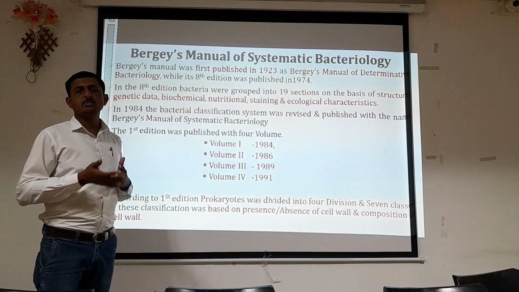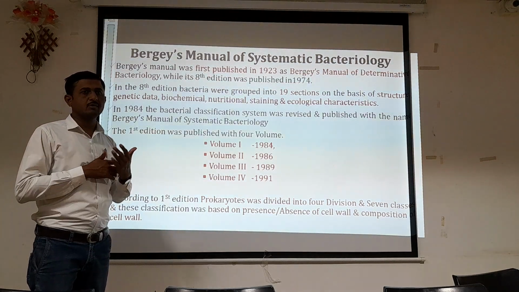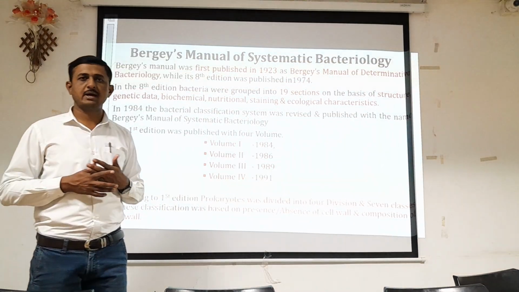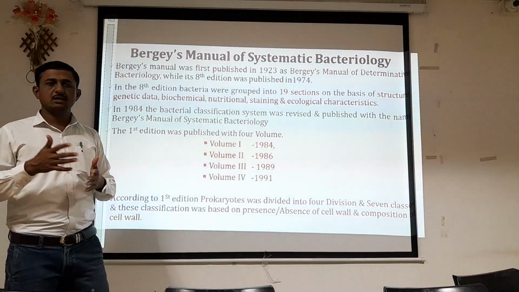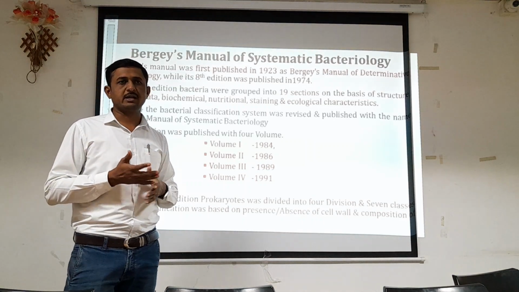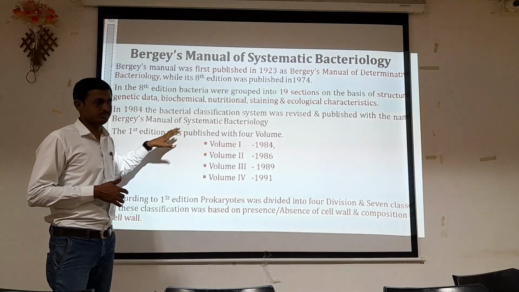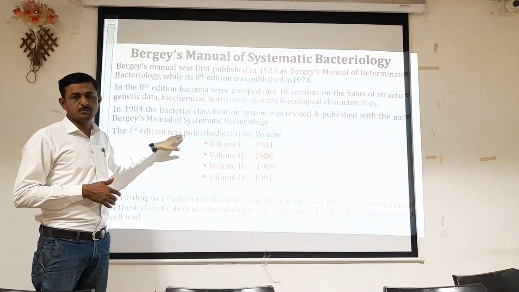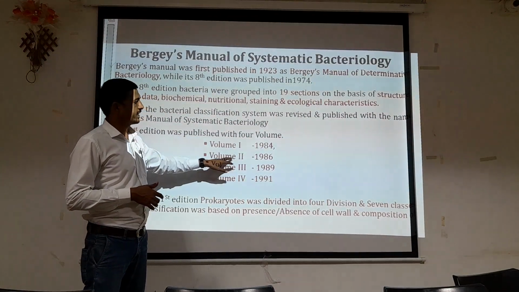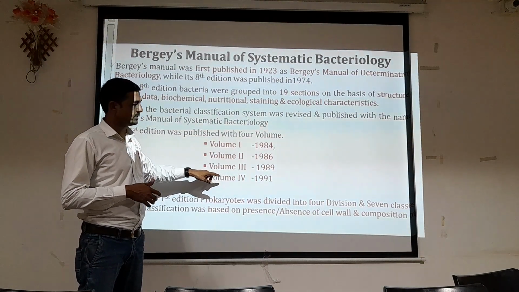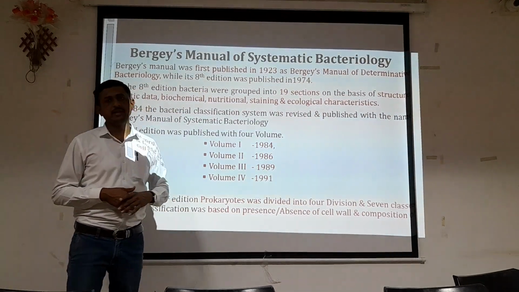As advances in microbiology were carried out, different techniques were employed and different microbial species were identified. With respect to that, there was a large amount of data, and to publish it, they published the collected data in 4 volumes. So the first edition was published with 4 volumes: the first volume in 1984, the second in 1986, the third in 1989, and the fourth in 1991.